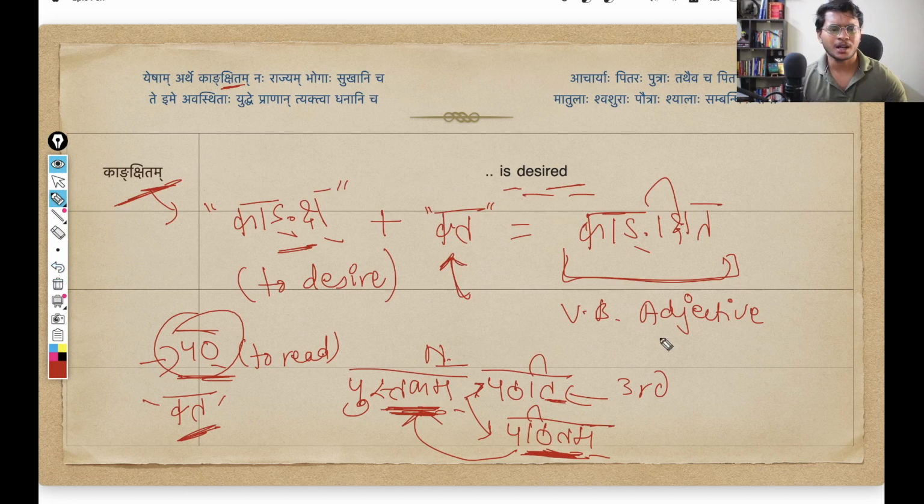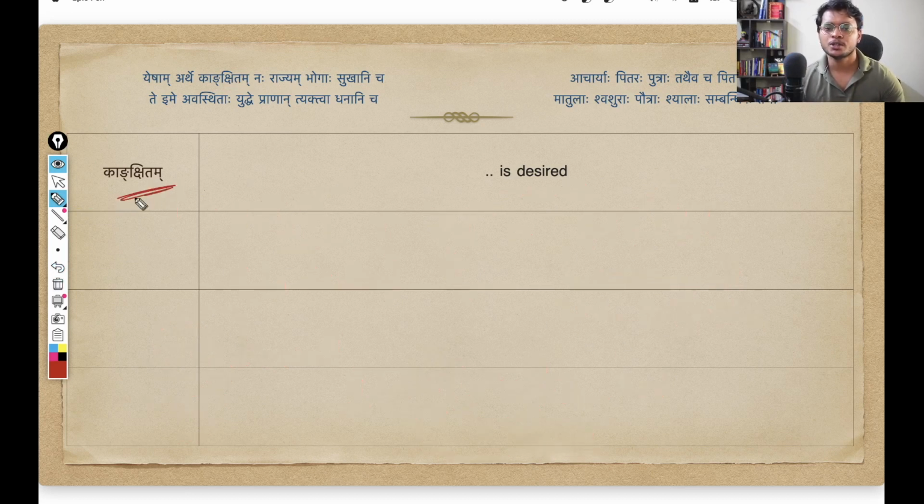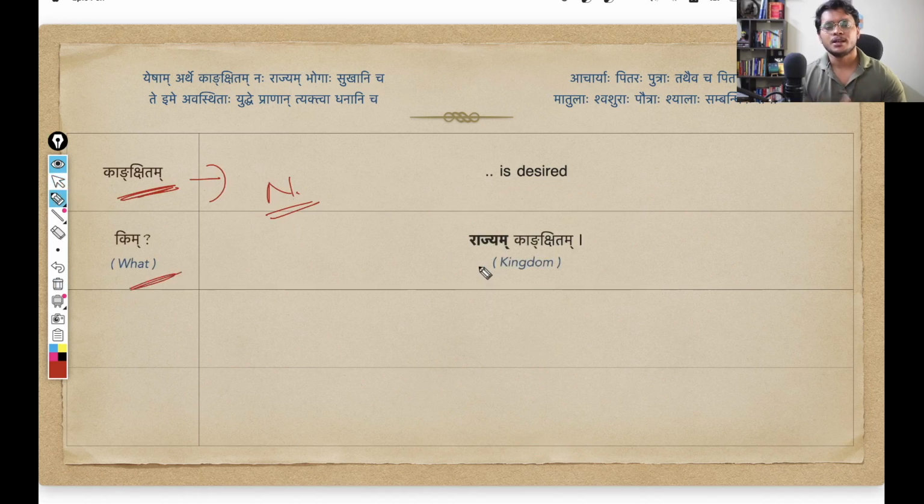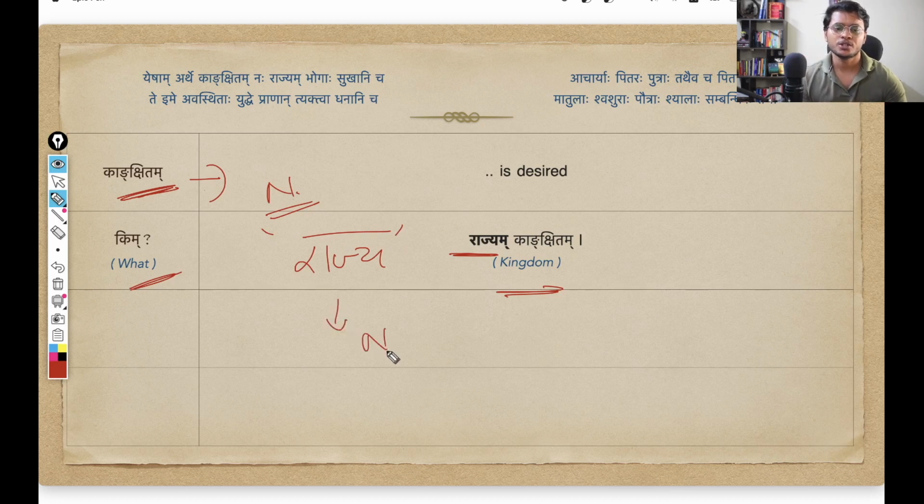And since kangshit is the base, the pratipadik that forms, but here we are using kangshitam. So obviously this is describing some neuter gender noun. What is that noun? We'll see now. So what is desired? And the response is Rajyam. Rajyam means kingdom. And you see this word Rajya, we already saw this word in the previous shloka. Rajya means kingdom, and this is a neuter gender noun.